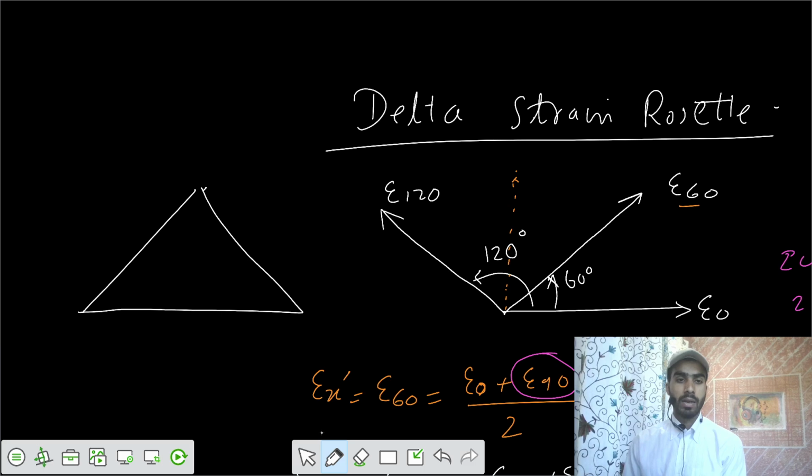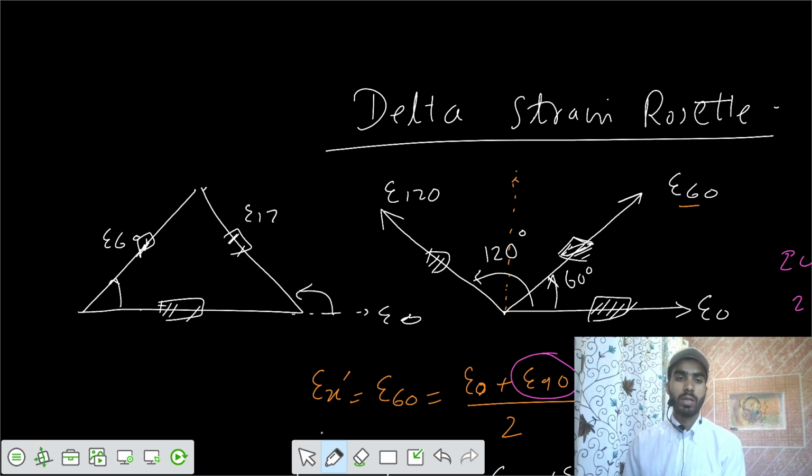So we can say from the horizontal, this is our horizontal E0, and this is E60. Let's make a box that shows that it is a strain gauge. Here we have a strain gauge. And this angle we have 120, so we can write E120. This angle is 120, this is 60 degrees. Then the formed shape is a delta. That's why we call it the delta strain rosette.